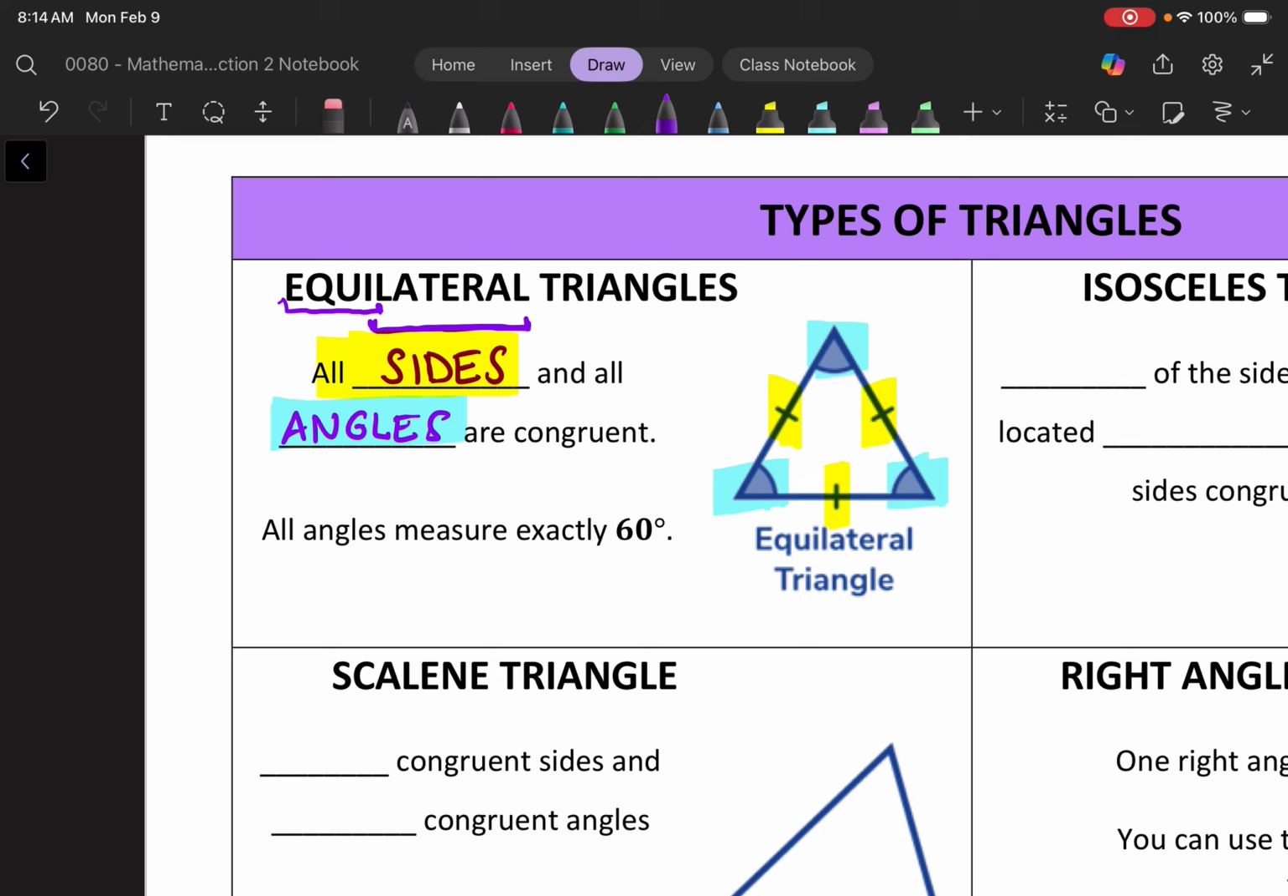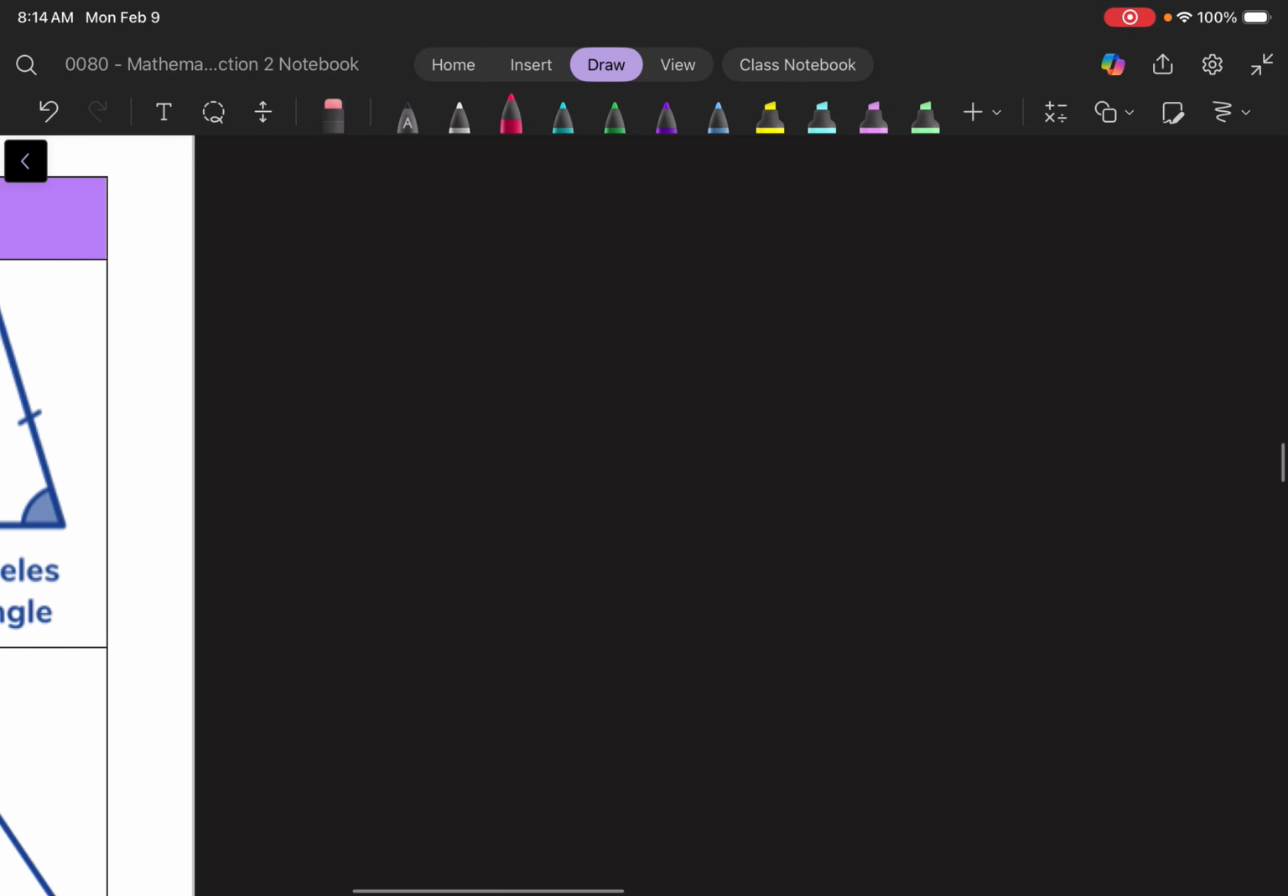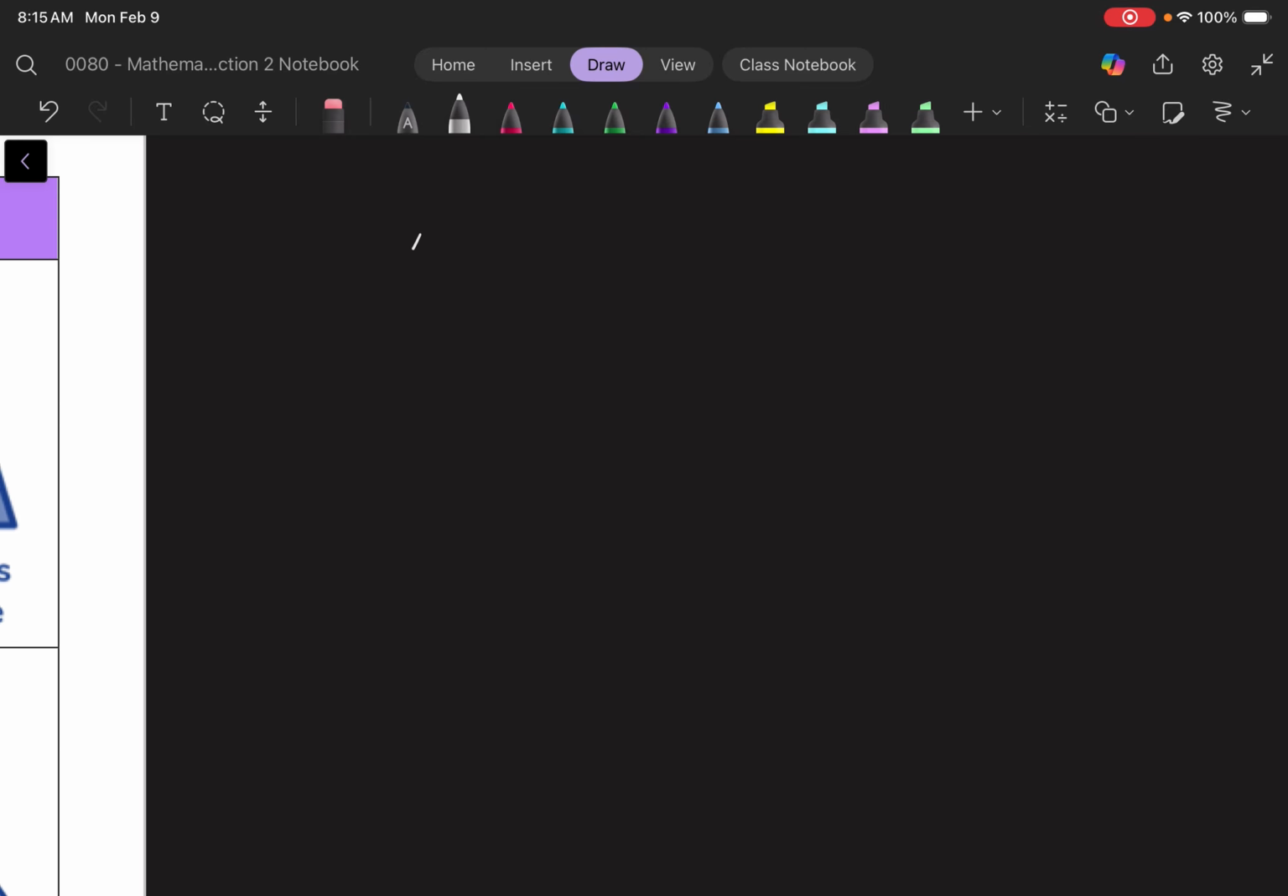Now, it's cool that all of the angles will be the same in an equilateral triangle. But what's also cool is in an equilateral triangle, the angles will always measure exactly 60 degrees. Now, you don't have to write this down, but I'm going to talk a little bit about why that's true, just on the side here. So I'm going to draw an equilateral triangle. An equilateral triangle will have congruent sides and congruent angles.